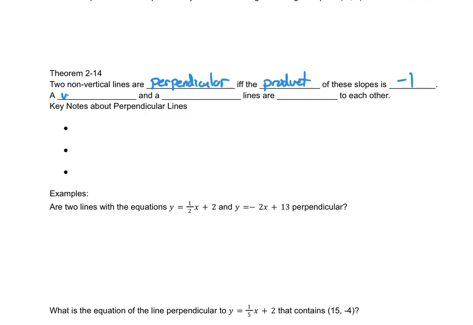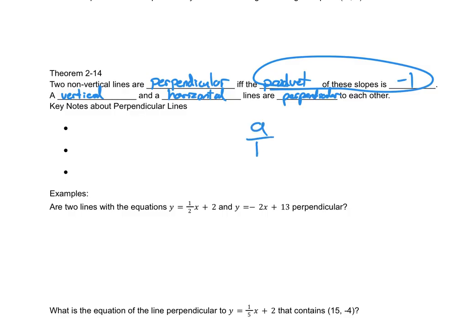But first, a vertical and a horizontal line are perpendicular to each other. So the product of the slopes is -1 otherwise. This is when that happens.